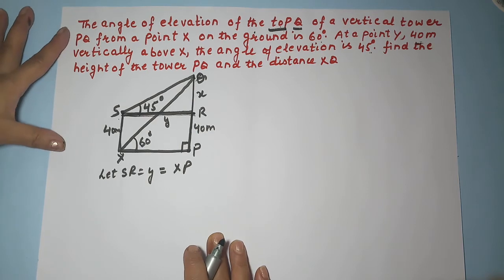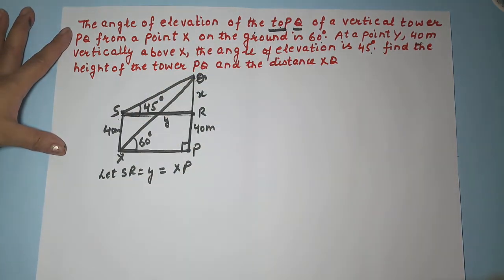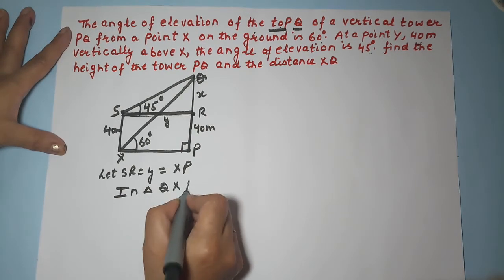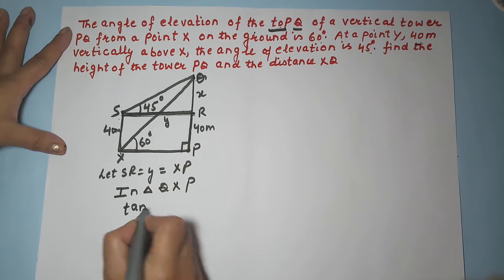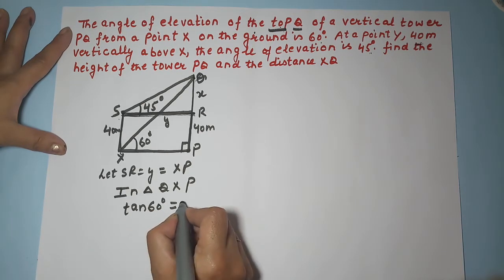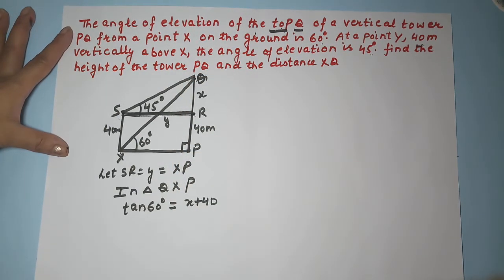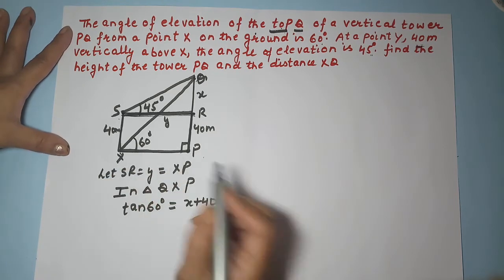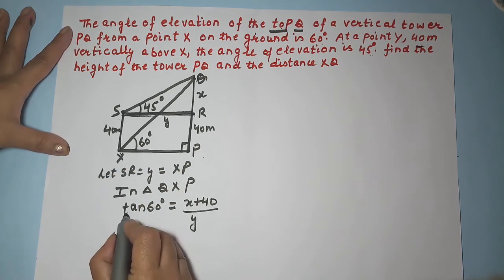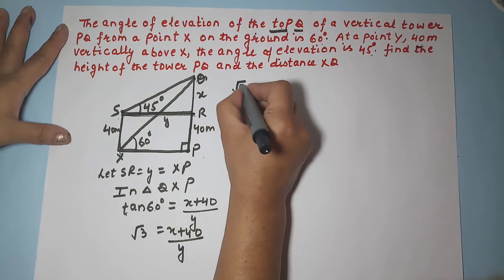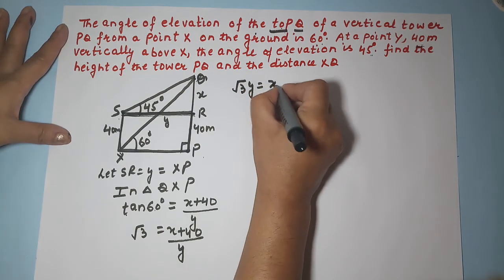So what will I do? I will first take this triangle QXP. In triangle QXP, can I write tan 60 degrees is equal to this entire thing, that is PQ, which is X plus 40, upon this XP, which is my Y? Now tan 60 degrees is root 3, equal to X plus 40 upon Y. Now if I cross multiply, I will get root 3 Y is equal to X plus 40.